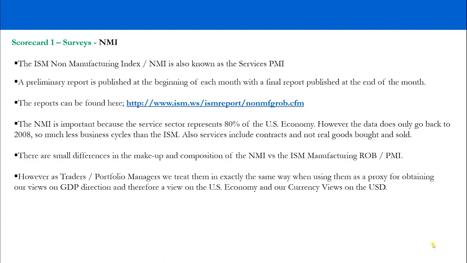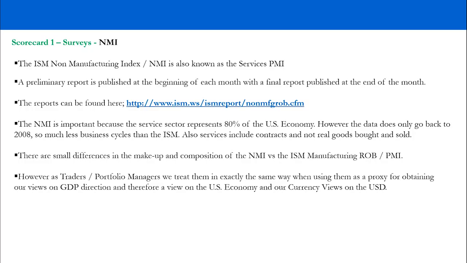As we've already covered, the non-manufacturing index is all about the services sector. The preliminary report comes out at the beginning of each month. So there are 2 reports each month, a preliminary report that comes out at the beginning of the month, and a final report which is published towards the end of the month. And if you go into the sources area again, you'll get the link. But why is it important?